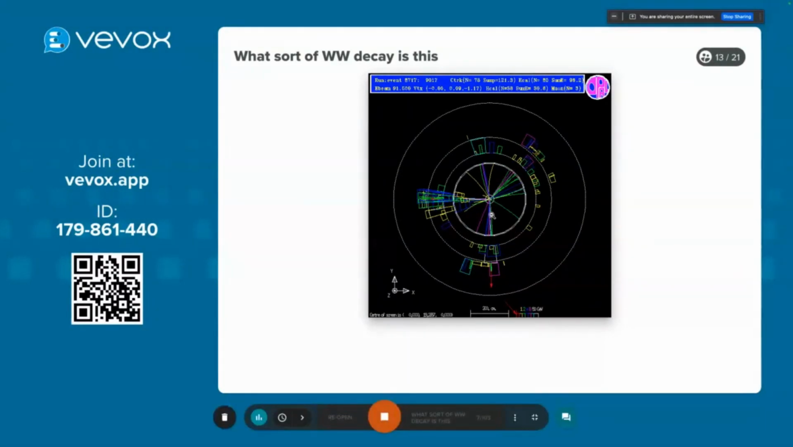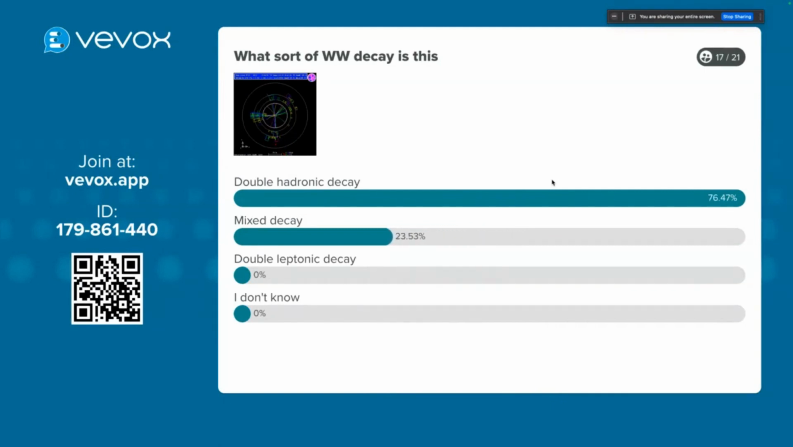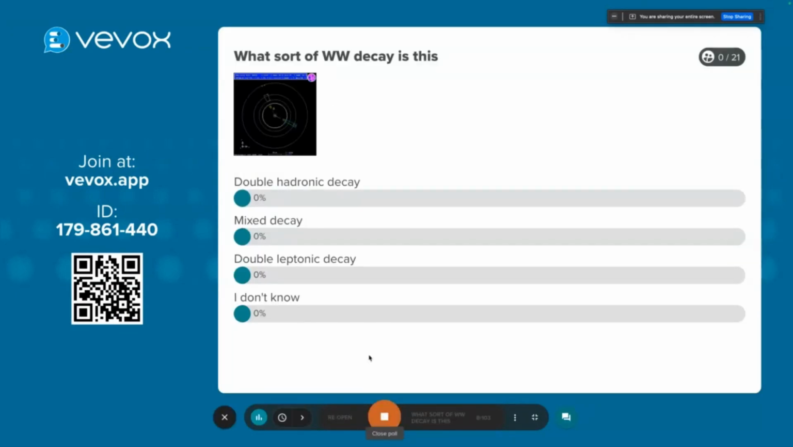Pretty messy event overall. Yeah, this one is a bit less clear whether it's mixed or double hadronic. I'll agree with you there. But yeah, I think it's still clearly showing 4 jet-like structures. So I would lean towards a double hadronic for this one, which is confirmed by the majority. So don't worry about changing your answer if you think you got it wrong. It doesn't really matter. I'm just going to go with the majority answer anyway. All right, next one.